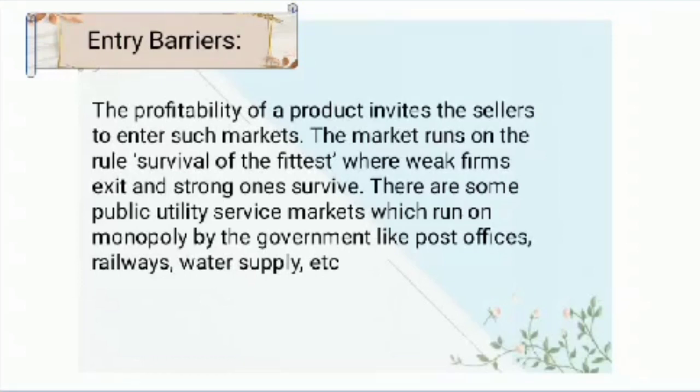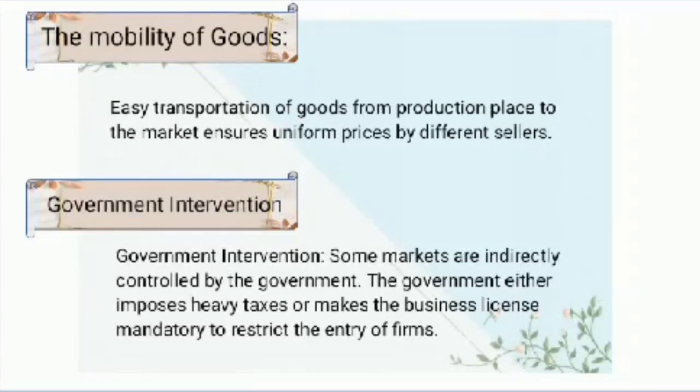So the next one is the mobility of goods. The mobility of goods is the easy transportation of goods from production place to the market, which ensures uniform prices by different sellers. It describes how someone's economic well-being changes over time. Most often it looks at how someone's income changes over time. This means their economic situation is getting better over the course of their life.